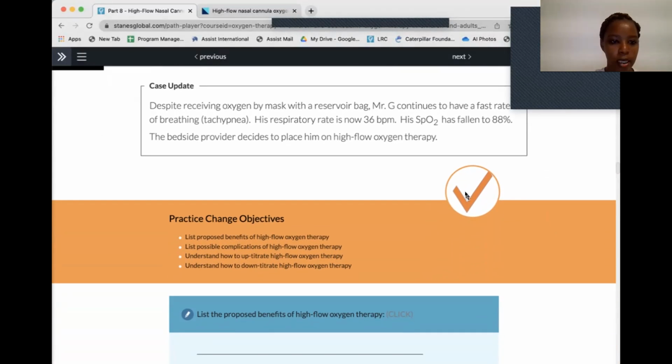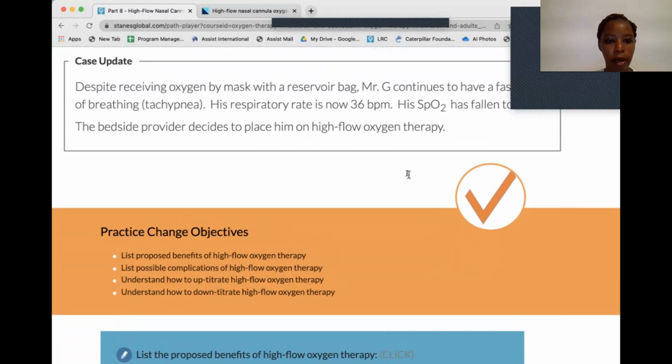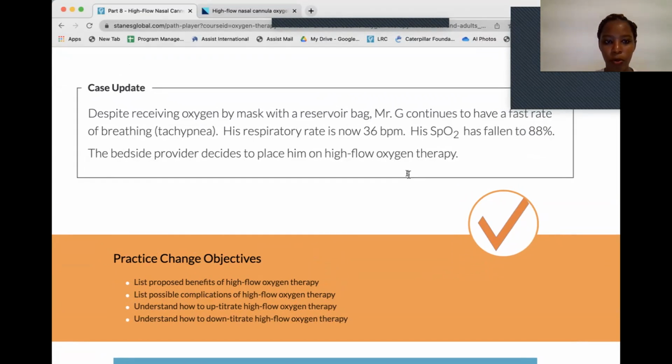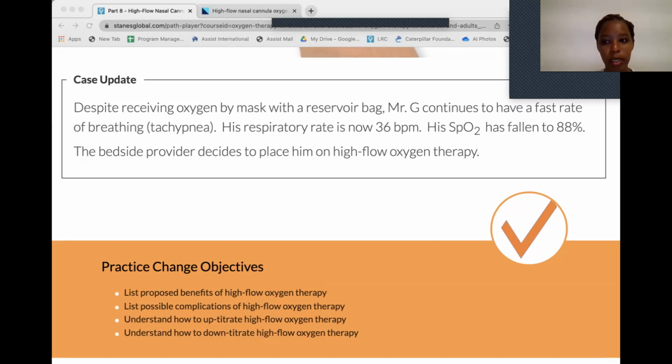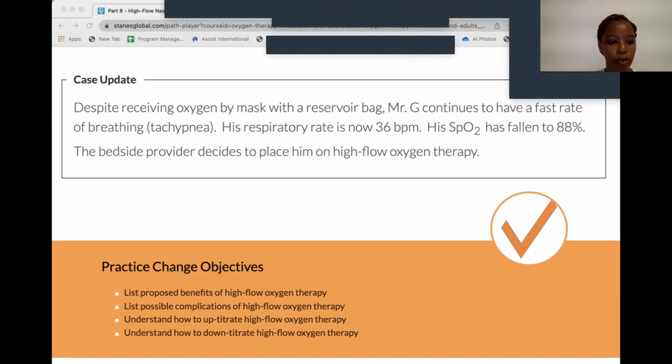So for this case, despite receiving oxygen by mask with a reservoir, which we had noticed earlier, his initial SpO2 was 90. So we're saying he continues being fast breathing, he continues having tachypnea. His respiratory rate has now increased to 36, and his SpO2 has fallen to 88%. The bedside provider decides to place him on high flow oxygen therapy.